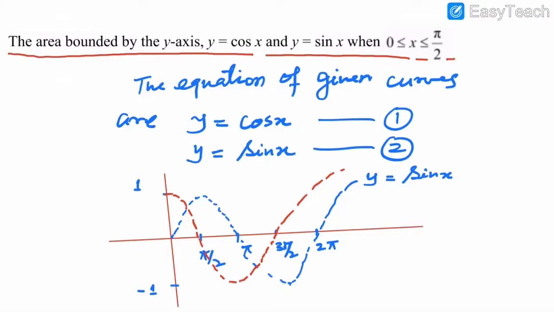So this red line is the graph of the cos function, cos x, and we have to find the green shaded area, which is bounded by the y-axis, sin x and cos x. The point of intersection of these two curves is pi by 4 and 1 upon root 2.